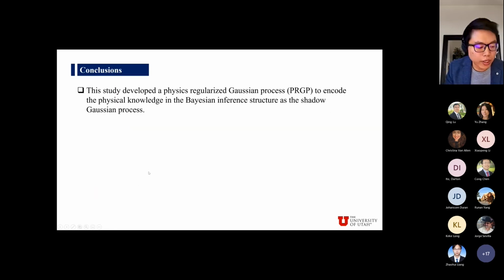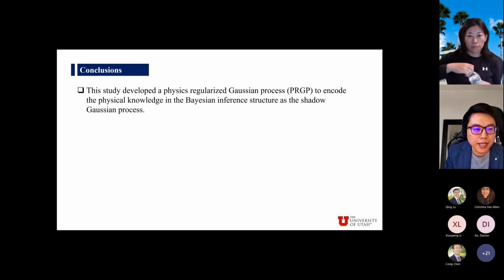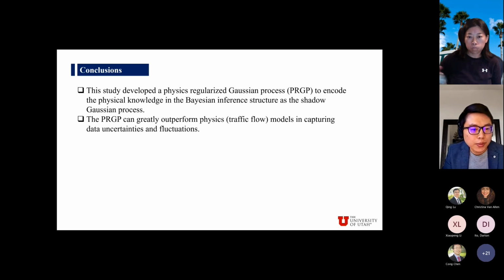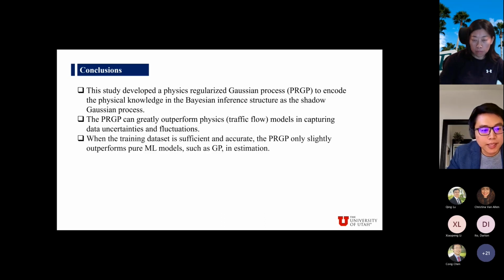Okay, so here's a quick conclusion of this study. In this study, we developed this physics regularized Gaussian process, PRGP, to encode the physics knowledge into the shallow Gaussian process and then integrate that with the conventional Gaussian process. And the PRGP can greatly outperform the physics or traffic flow model in capturing data uncertainties and data fluctuations. At the same time, when the training data set is sufficient and accurate, the PRGP can only slightly outperform the pure machine learning models, such as a GP, in estimation accuracy.